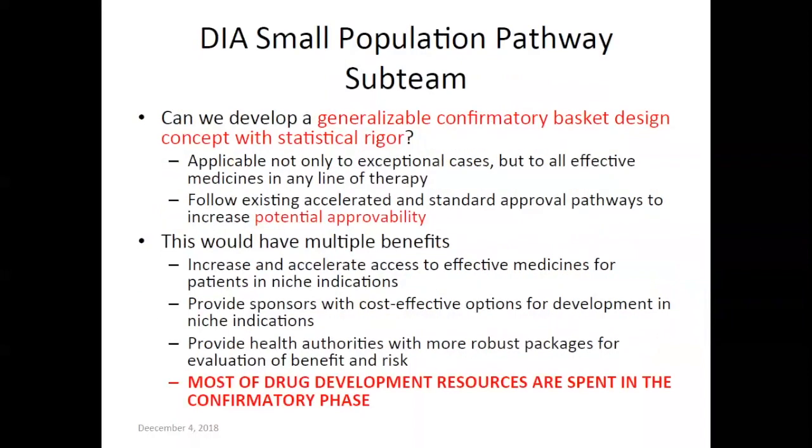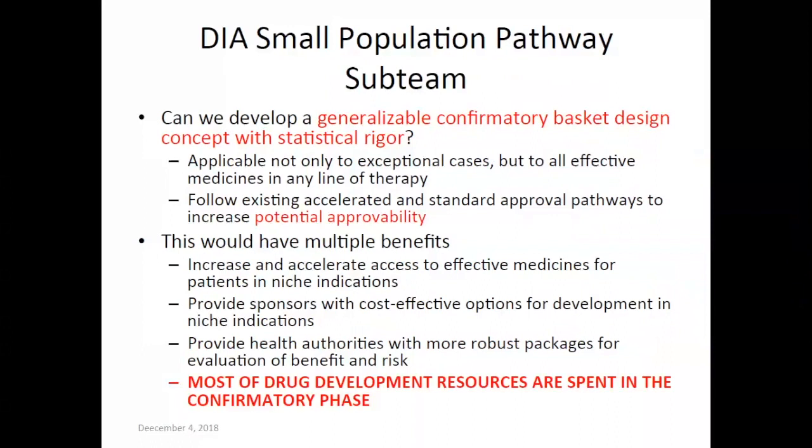The DIA small population pathway subteam asked, can we develop a generalizable confirmatory basket design concept with statistical rigor, applicable not only to exceptional cases, but to all effective medicines? Because these special drugs get all the hype and all the exposure in high profile journals, but most of the medical benefit that's delivered by our enterprise is really based on many, many, many unsung drugs that work well, but are not exceptional.